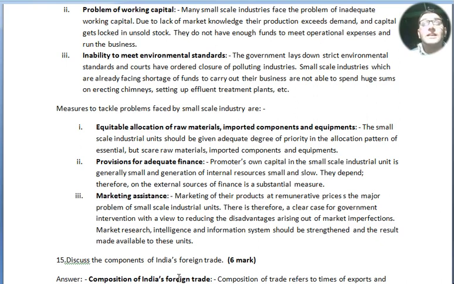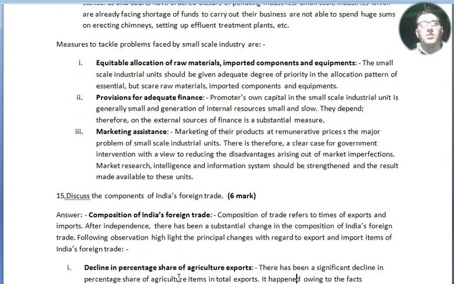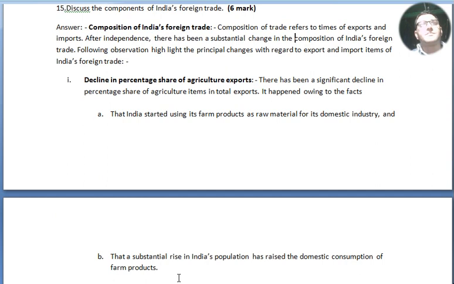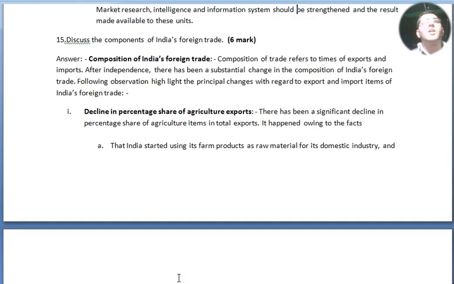There is therefore a clear case for government intervention with a view to reducing the disadvantages arising out of market imperfections. Market research, intelligence and information system should be strengthened and the result made available to these units. Question number 15. Discuss the components of India's foreign trade.